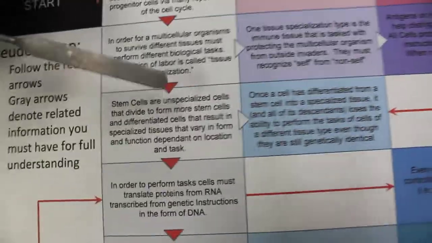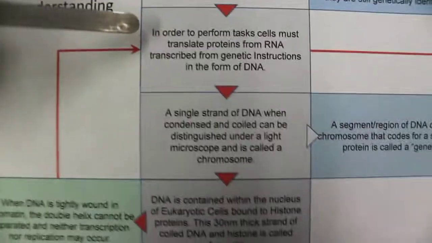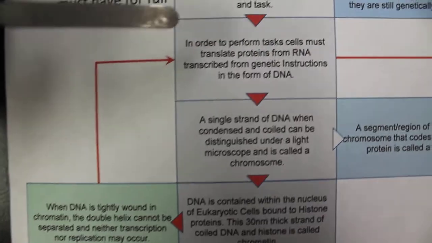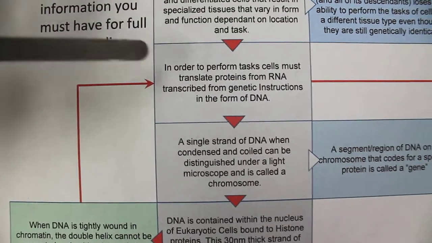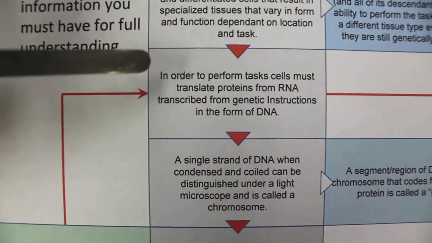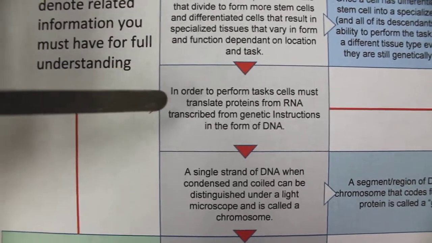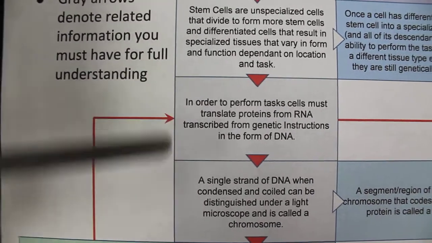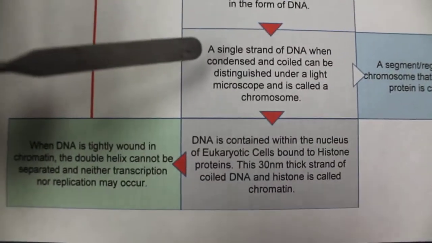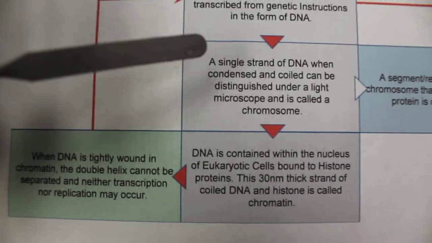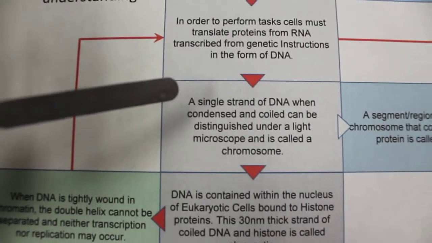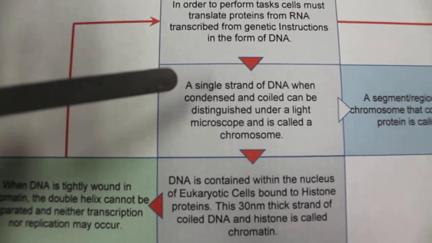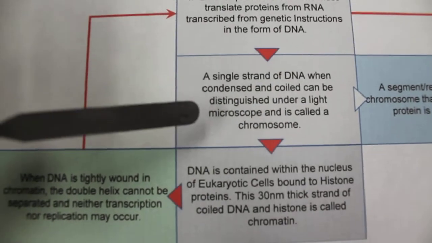Okay, back to here. Now, in order to perform tasks, a cell has to translate proteins from RNA, which is transcribed from the genetic instructions of the DNA. A single strand of DNA, when you condense and coil that DNA, can be distinguished under a light microscope and is called a chromosome. So let's take a quick detour.